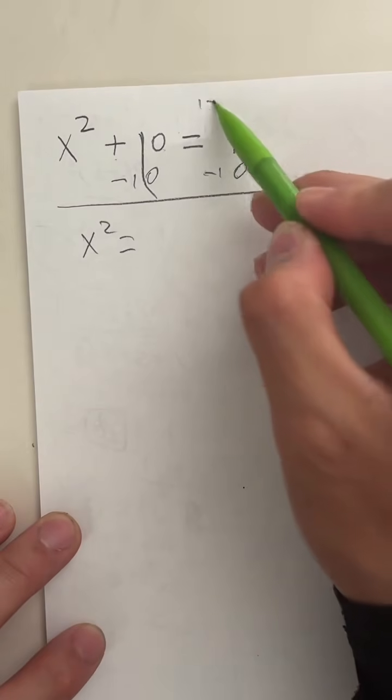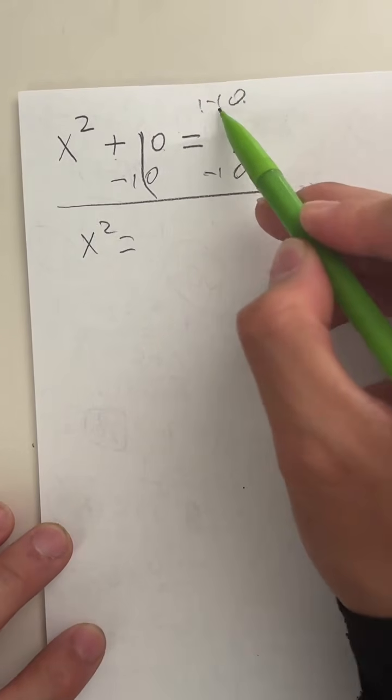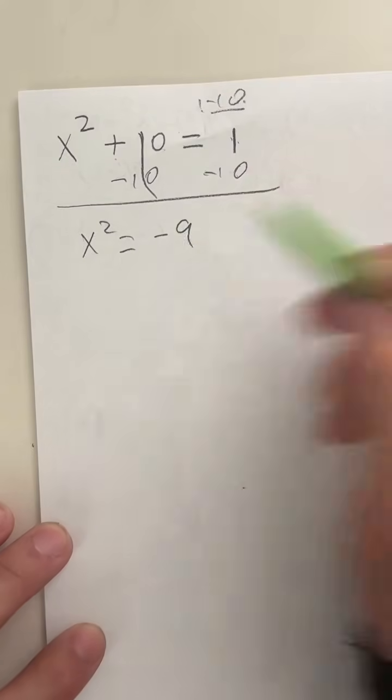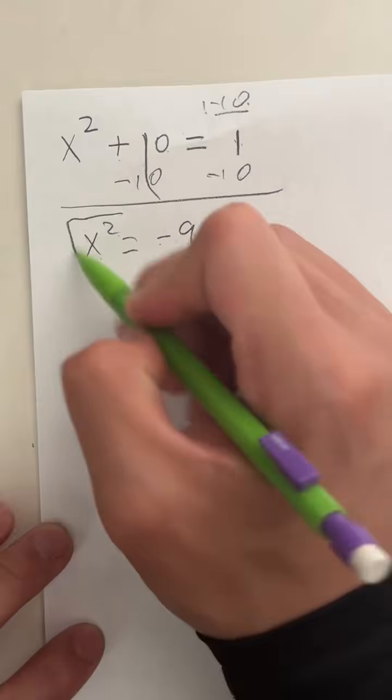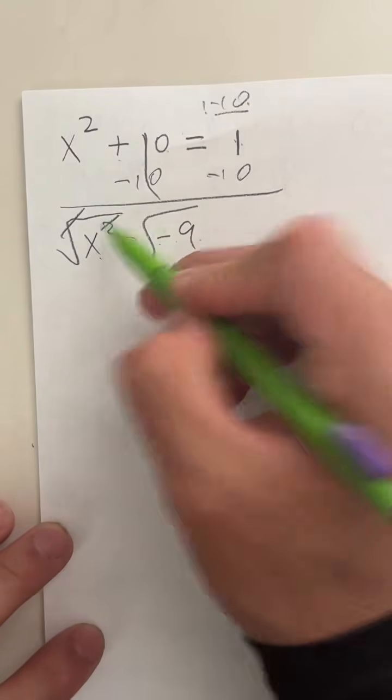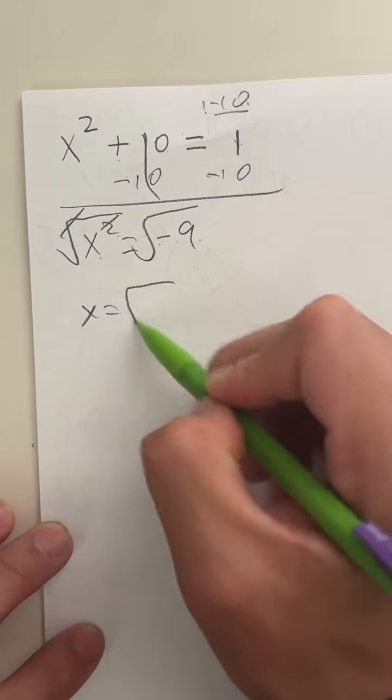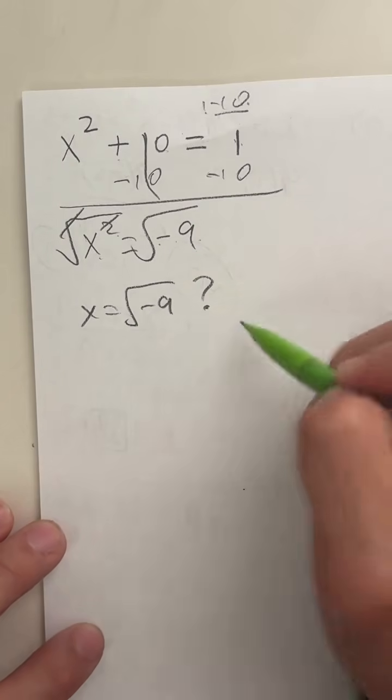And since it's 1 minus 10, 10 minus 1 is 9, and since it's negative, it's going to be equal to negative 9. In that case, we have something to the second power is equal to negative 9. So what do we do? We're going to take the square root of both sides. Square root and square will cancel out, giving you x is equal to the square root of negative 9. How do we simplify it from here?